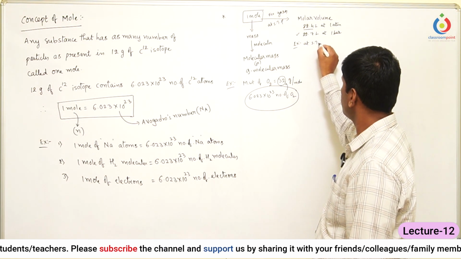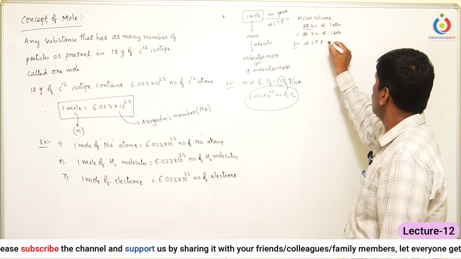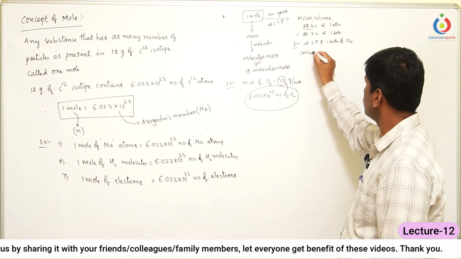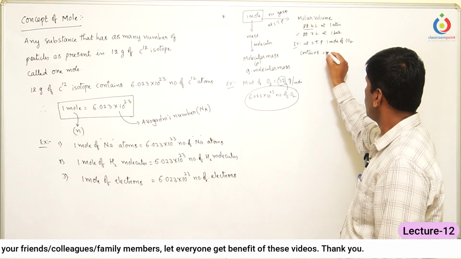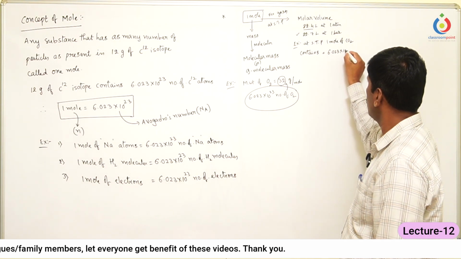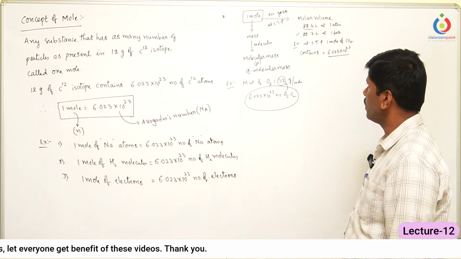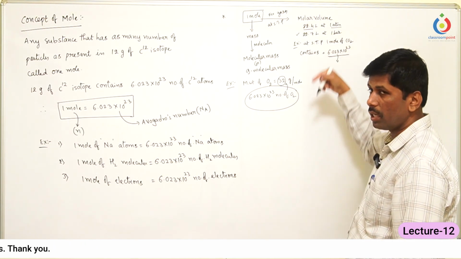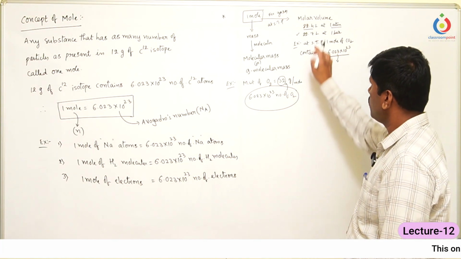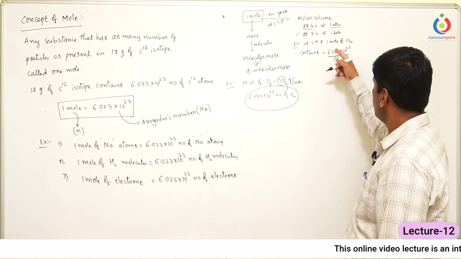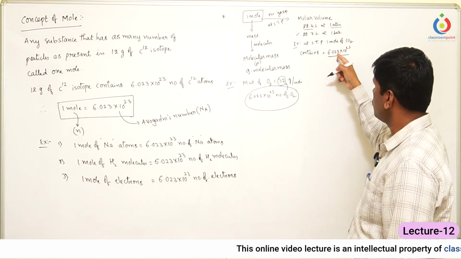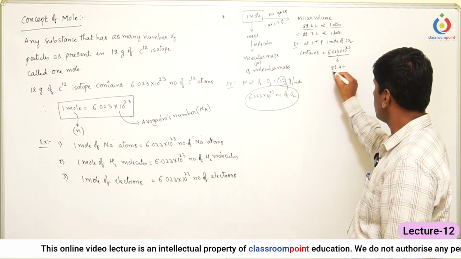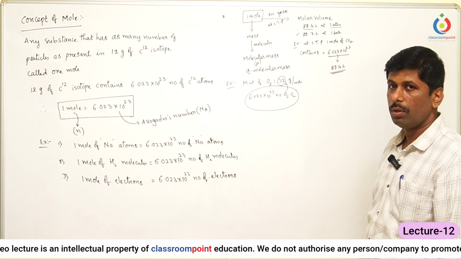So let us take an example here. At STP, 1 mole of CO2 contains how many particles? 6.023 into 10 power 23 CO2 molecules. And these many CO2 gas molecules at STP, at 1 atmosphere, in the entire calculations I will take 1 atmosphere only, so I will take the volume as 22.4 liters. So at STP, 1 mole of CO2 contains 6.023 into 10 power 23 molecules, and these occupy 22.4 liters of volume.